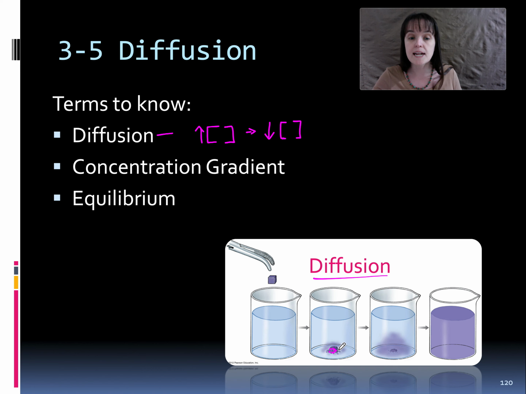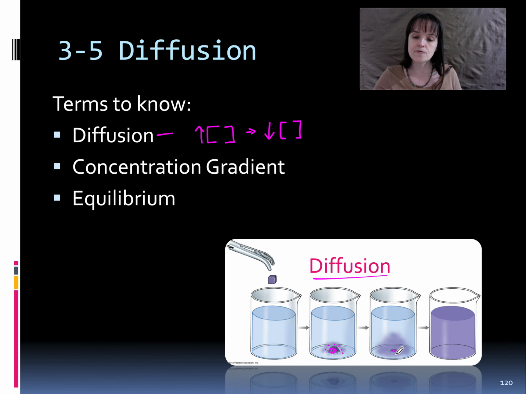So there's a very high concentration gradient because there's a lot of purple sugar here, and here there's none. There's a very big difference between the concentration of the high concentration area and the low concentration area, which doesn't have any yet.